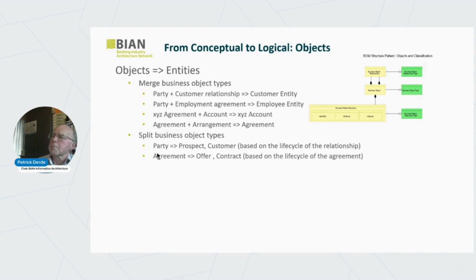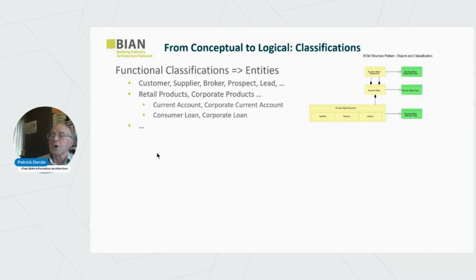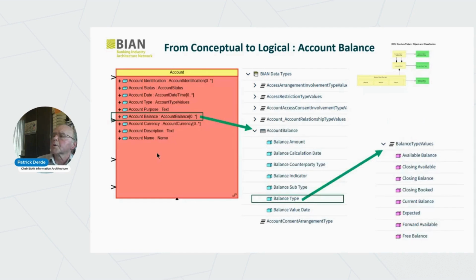So objects become entities. But also, what we see very often is that functional classifications become entities. We have an entity customer, supplier, broker, etc. Or we have products which are offered to different market segments, and then we're talking about current accounts and corporate current accounts, or consumer loans and corporate consumer loans.